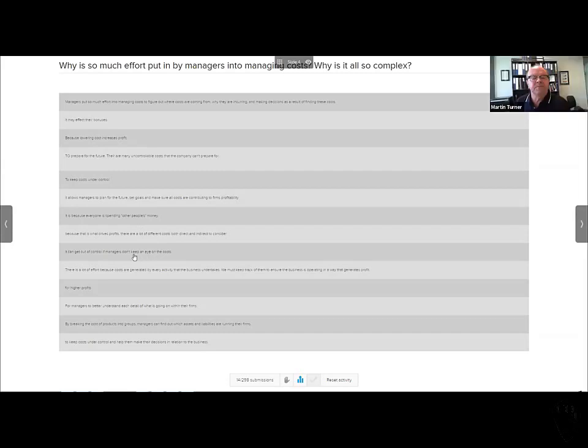It is because everyone's spending other people's money. There's a lot of effort because costs are generated by activity for higher profits, for managers to better understand each detail of what is going on within their firms by breaking the cost of products into groups. Managers, that's sort of like cost objects. Managers can find out which assets and liabilities are running their firms. They can identify, keep costs under control and help them make decisions in relation to their business.